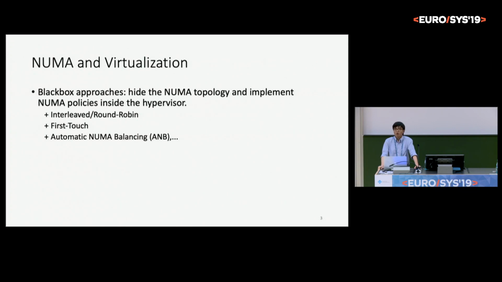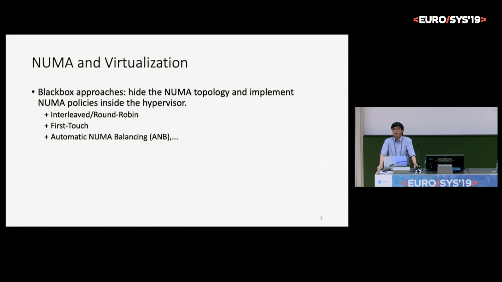So how do hypervisors currently handle NUMA machine? First, we have what we call Blackbox solutions. In this approach, the hypervisor hides the NUMA topology from the VM, and it has some NUMA optimization policy implemented. A NUMA policy suggests how memory, or in general, computing resources get allocated to the VM.